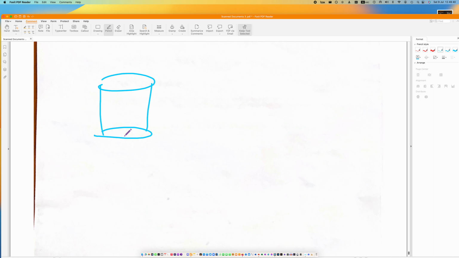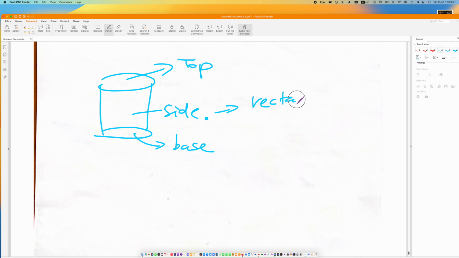You have this top. Let's talk about area first. You have the base. Top and base is the same. So, all you need to do is find the radius here. Okay. Right? Look here. This is called the side surface. And the side surface is... What's this? Rectangle. Very good. Look.